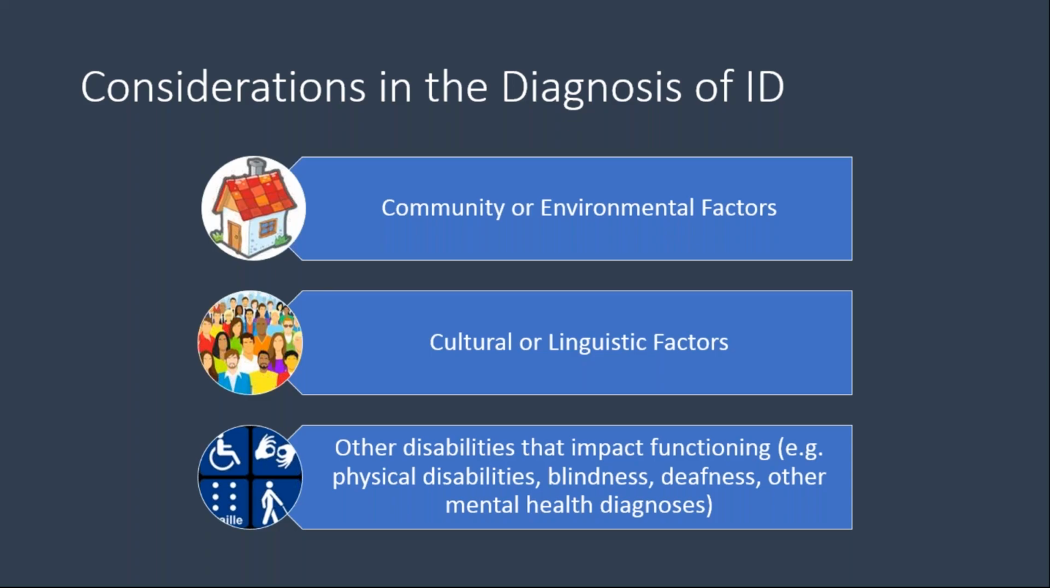We also want to take into account other disabilities that might impact functioning, such as physical disabilities. If there's a mobility issue, we want to consider how that might be impacting their performance. If there's blindness or deafness or other mental health diagnoses, all of that needs to be taken into consideration so that we're really looking at whether this diagnosis is appropriate or not.